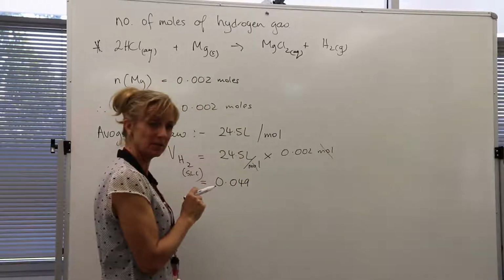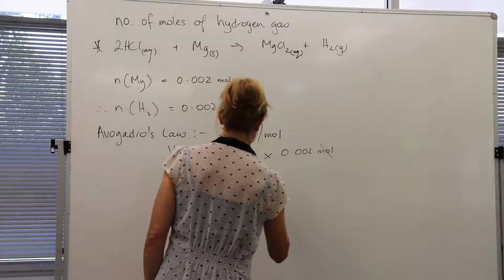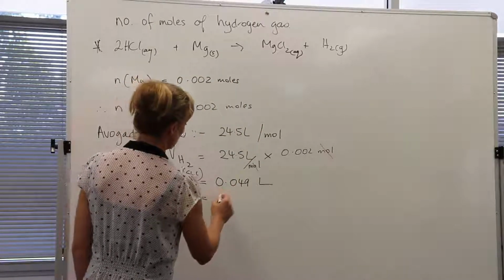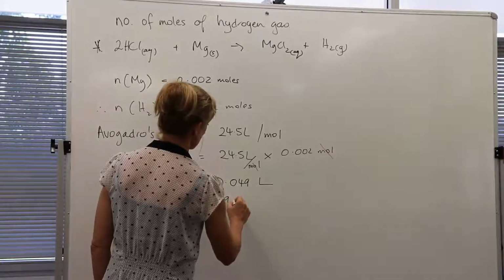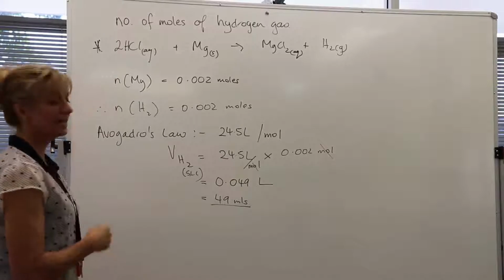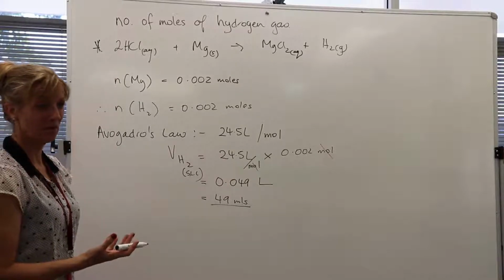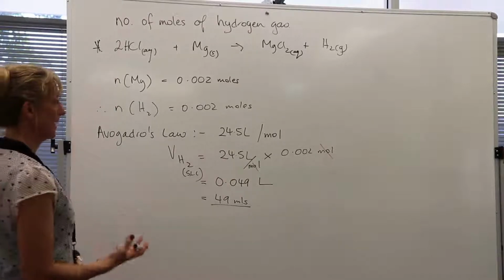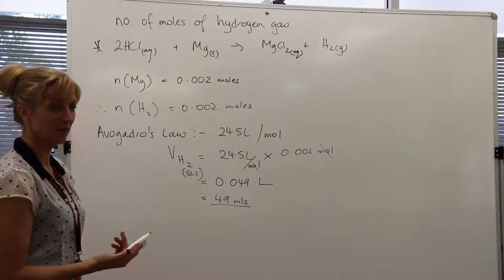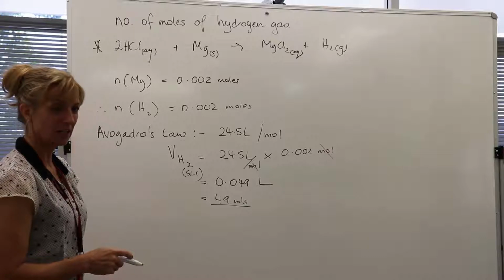Was it exactly 0.049? Okay, litres. And then we can convert it back to mils if we wanted to. So we're saying it's 49 mils. That's the theoretical of what we should have got. Did we get that when we did our experiment? What did we get? Who can remember? It's on your sheet.